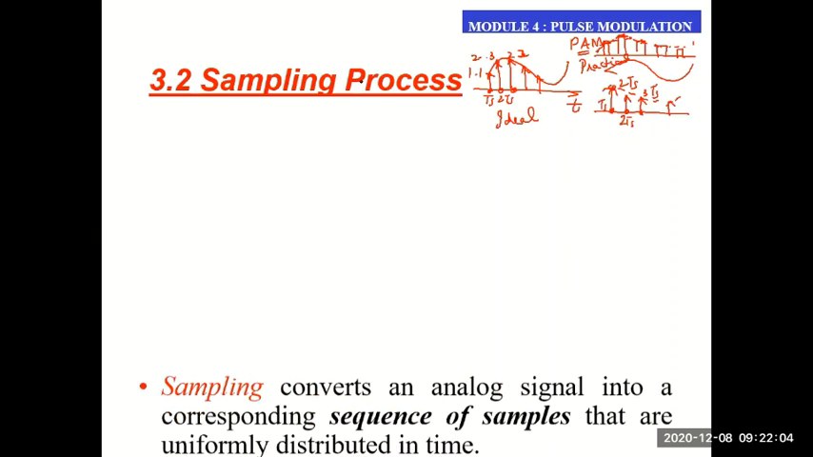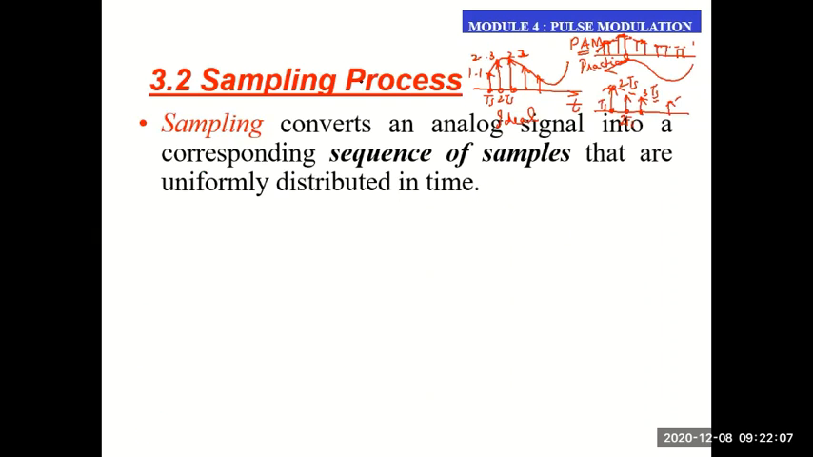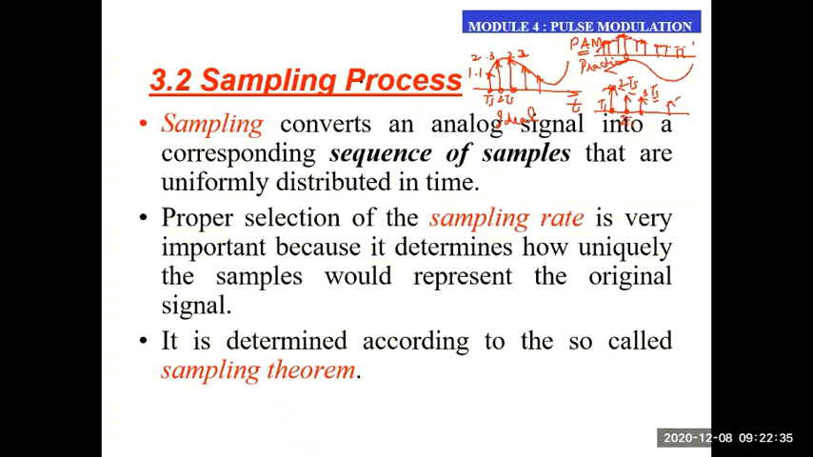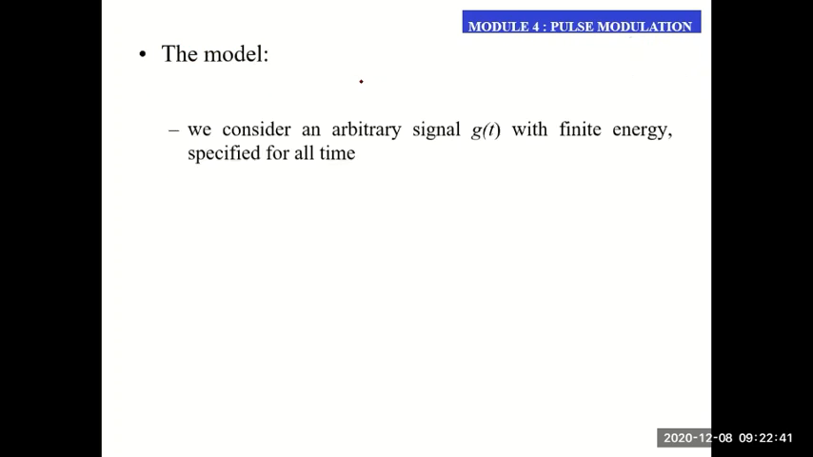Then, considering this sampling process, we also wrote the statement: sampling converts analog into a corresponding sequence of samples which are distributed in time. Proper selection of the sampling rate is very important, because that is what determines how uniquely the samples will represent the original signal. So at the receiver, whether the given samples represent the original signal correctly or not is determined by the sampling rate. Remember that. Our sampling theorem also states the same thing. So it is determined by the sampling theorem.